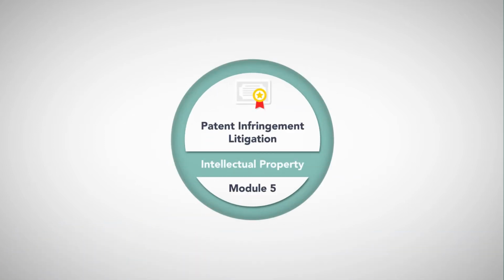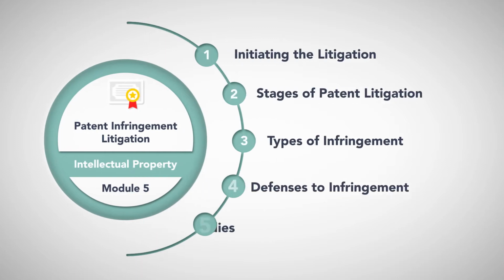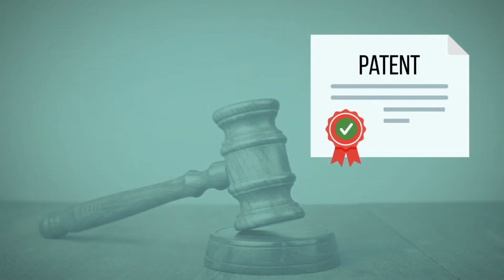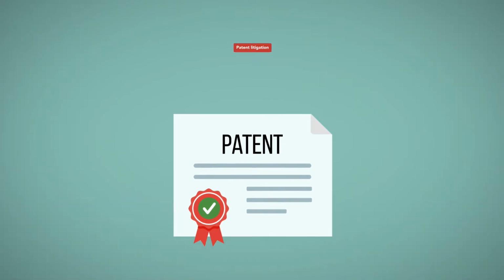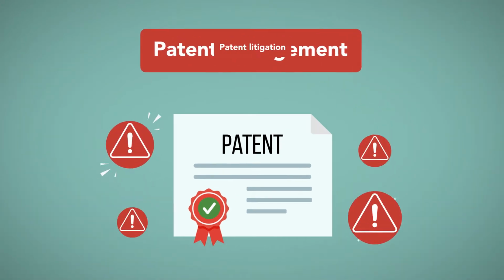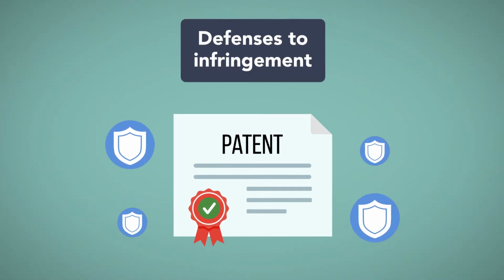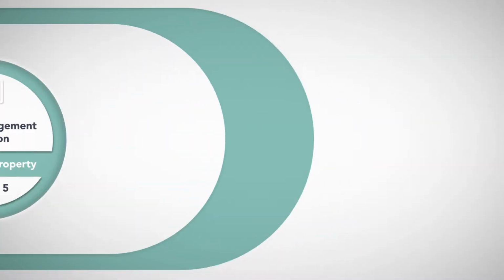Module 5, Patent Infringement Litigation. The sole means of enforcing a patent is through litigation. This module focuses on the procedure of patent litigation, various types of patent infringement, defenses to infringement, and remedies.